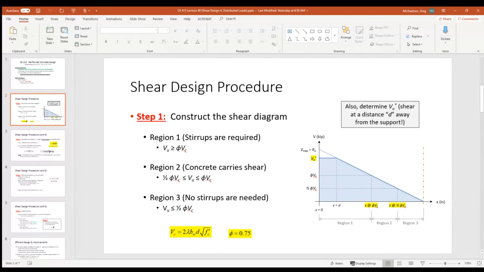And then after the lecture, I'll talk about the homework assignment that I've got prepared for you. And it's the same idea, short, sweet, and to the point. So with that, let's get into shear design.